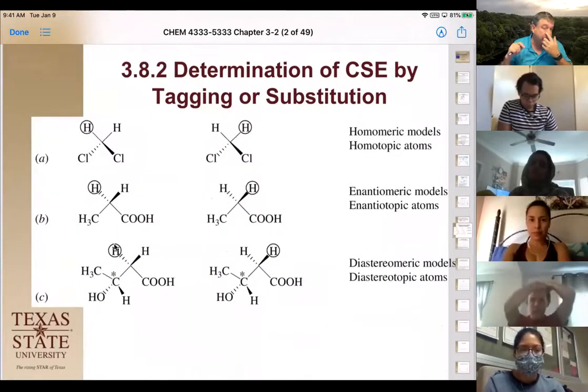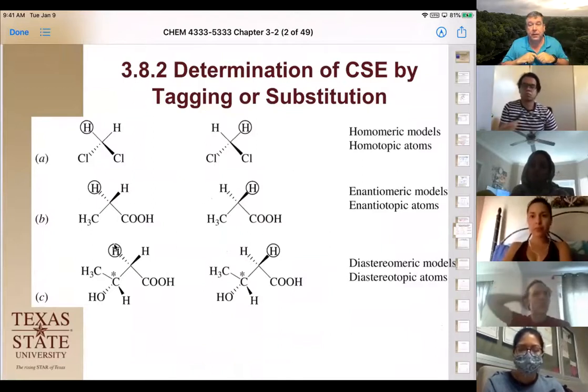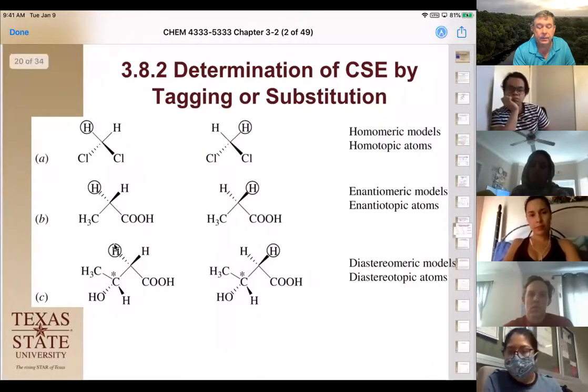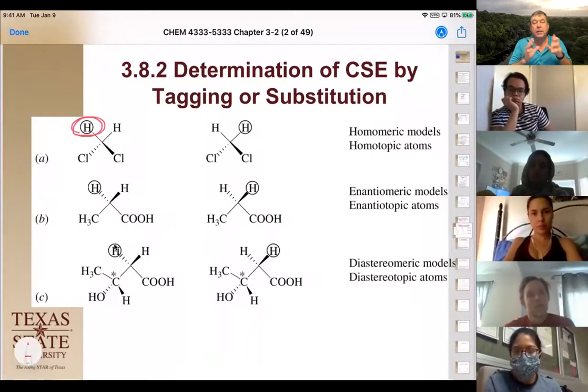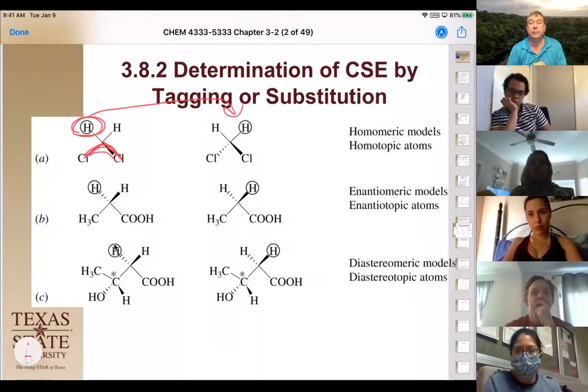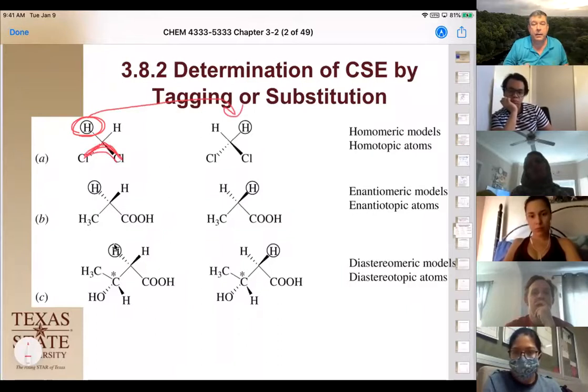And the one way we can look at that is we can quote, tag, which basically means keep in mind which one is which. So in this case here, if we tag this one, and we just thought of that one as the one that's tagged, and then we did some kind of symmetry element, where would it end up? And in this case, if we did that using a mirror plane, this element would be equivalent to that. And so those are the same through that symmetry element.